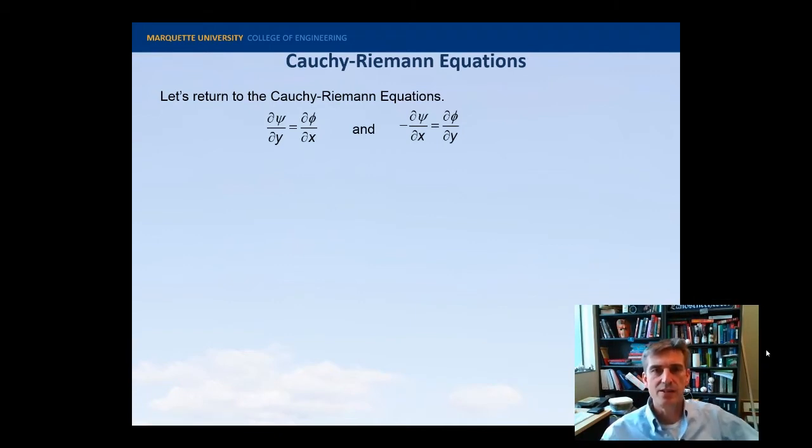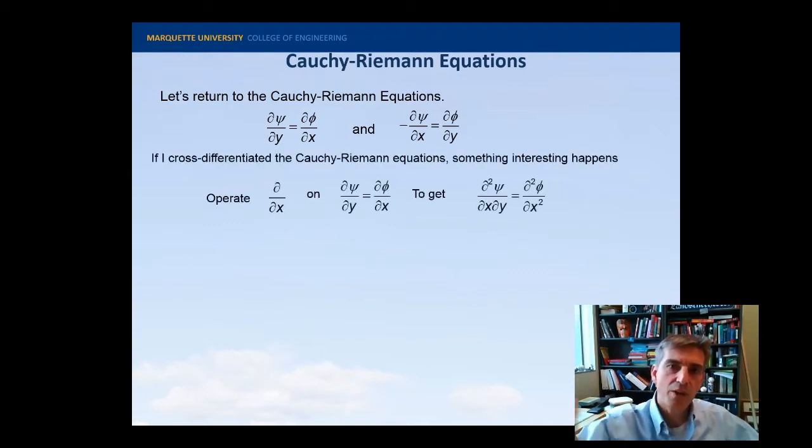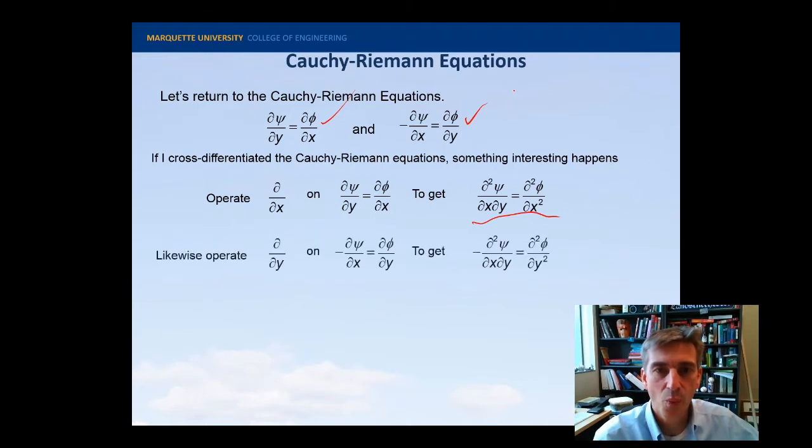Here they are. It's a relationship between the potential and stream functions in 2D space and xy coordinates, so Cartesian coordinates. And if we cross-differentiate the first one with respect to x, you can see that we get this, right? Partial psi squared, partial x, partial y, plus partial phi squared, partial x squared. And then we do the same. We're going to cross-differentiate the second Cauchy-Riemann equation with respect to y, and we get something very similar.